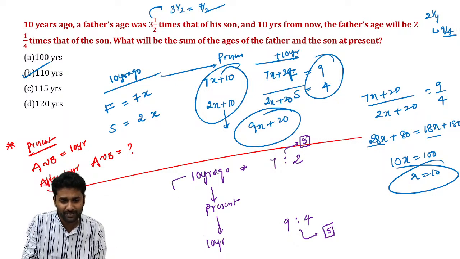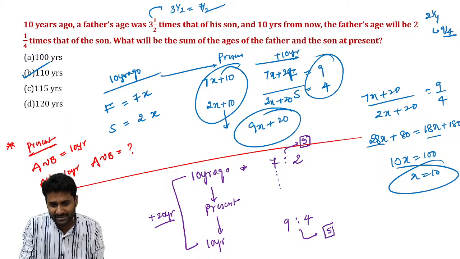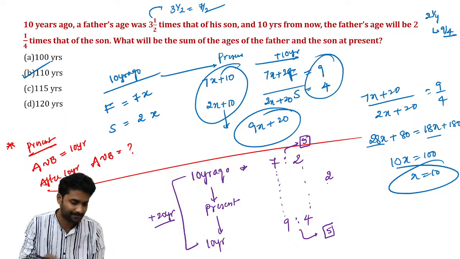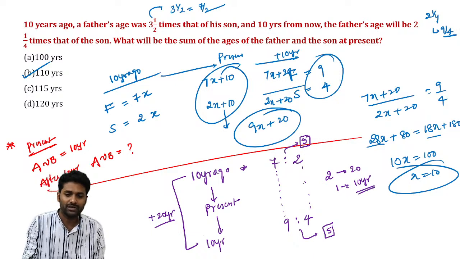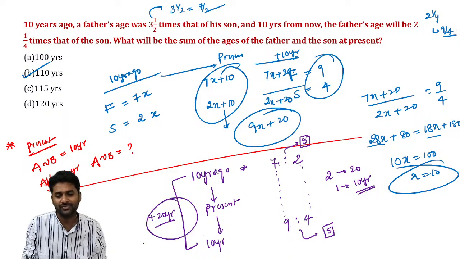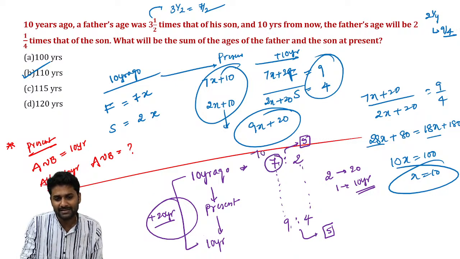As you are aware, from here to here the total duration is 20 years. Now, if you compare here, 7 becomes 9, 2 becomes 4, which is exactly equal to 2 units. If 2 units is equal to 20 years, then each unit is equal to 10 years only. So the difference between 2 and 4, or 7 and 9, is 2 only. Then 10 years ago, the father's age was 70 years, because each unit is 10. The son is 20 years, right?